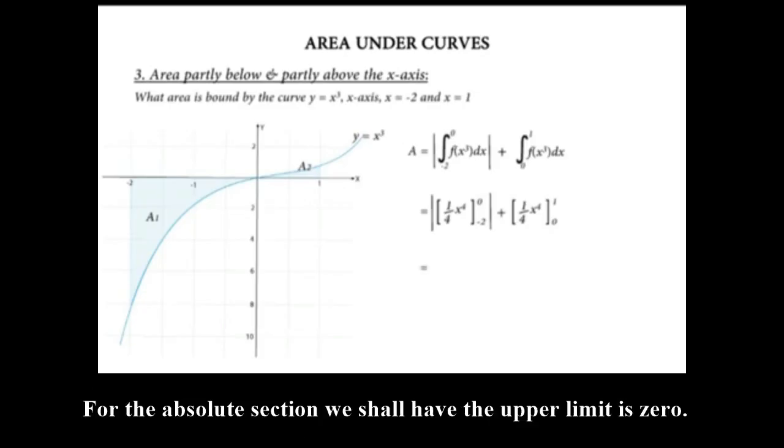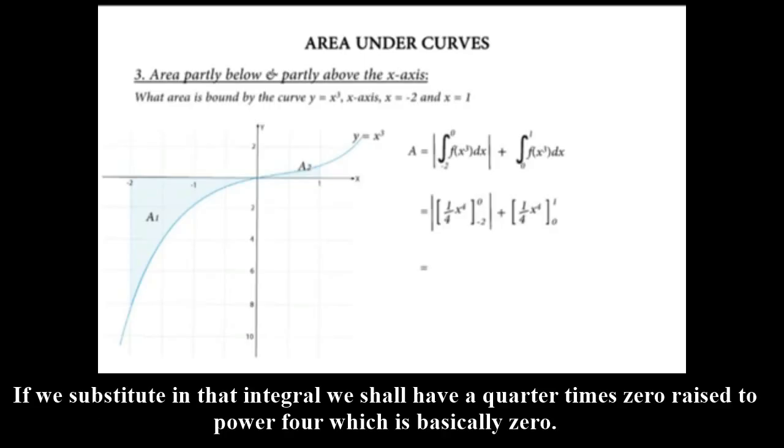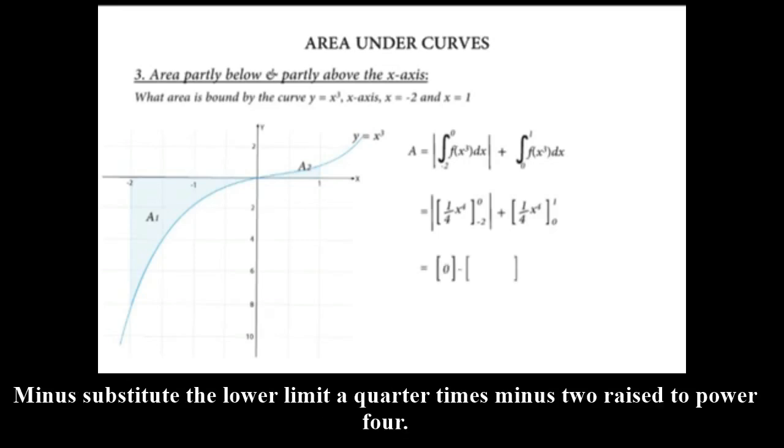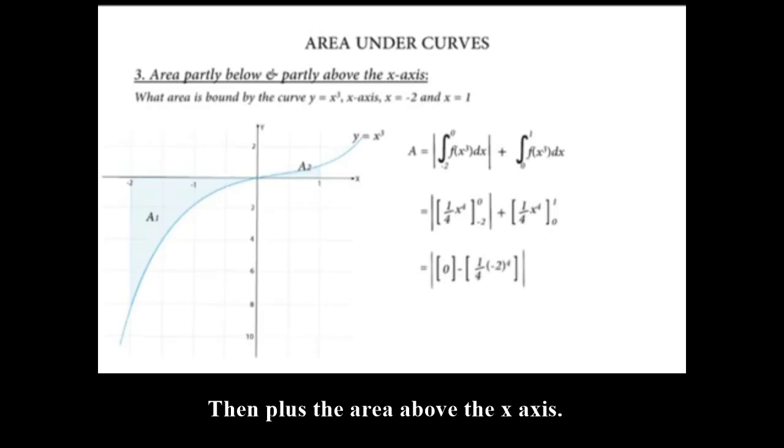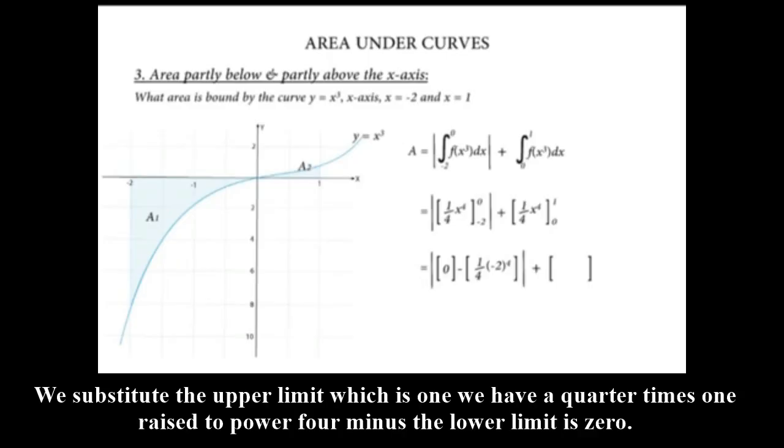For the absolute section, the upper limit is 0. If we substitute in that integral, we shall have a quarter times 0 raised to power 4, which is basically 0, minus, substituting the lower limit, a quarter times -2 raised to power 4. Then plus the area above the x-axis. We substitute the upper limit, which is 1: a quarter times 1 raised to power 4, minus the lower limit, which is 0.